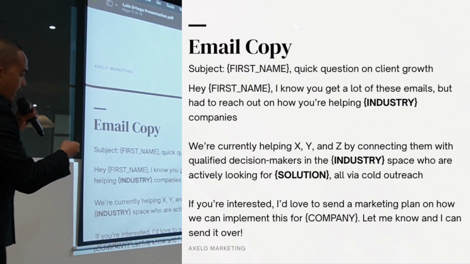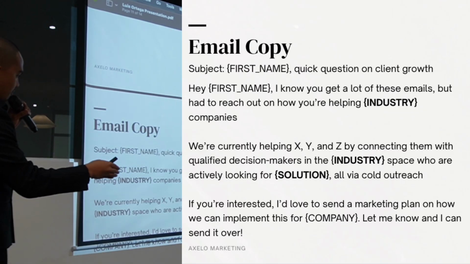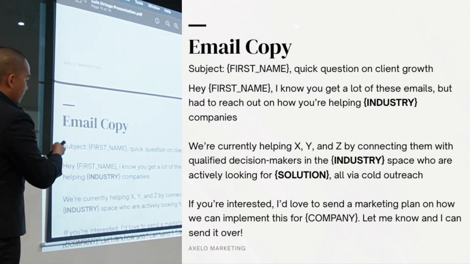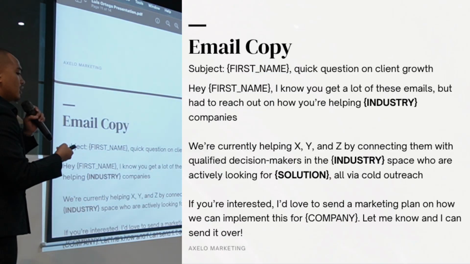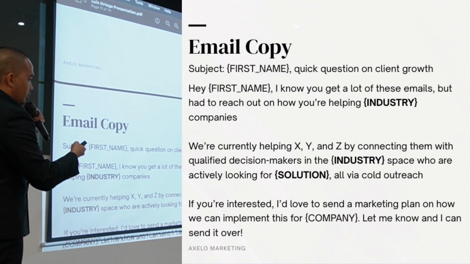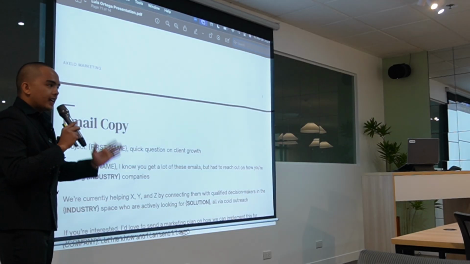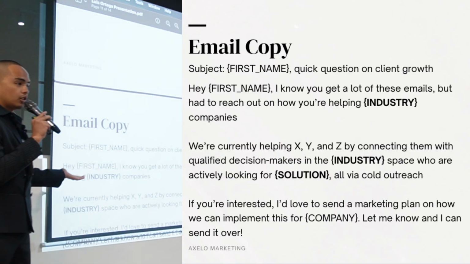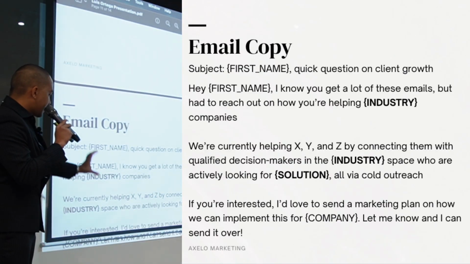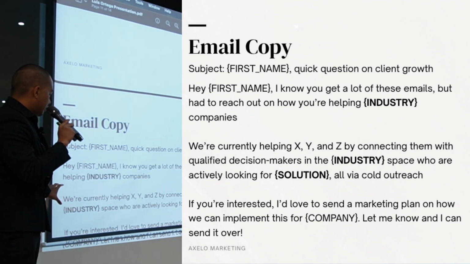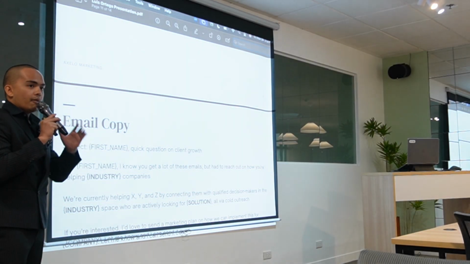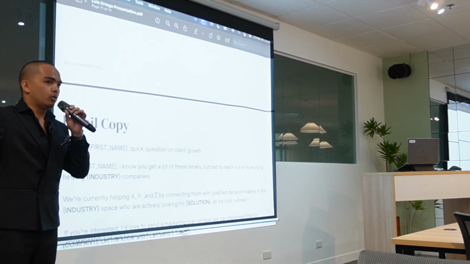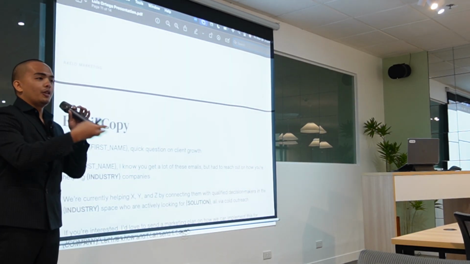We're currently helping X, Y, and Z by connecting them with qualified decision makers in, say for example, they're working in the financial services space, we can mention that, who are actively looking for, let's say you provide SEO solutions, all via cold email outreach. What I have established here is that I did my research and I know the industry that they're targeting. And another thing I established is I will mention other companies similar to them that I have already helped. Meaning, if you are an SEO agency, I will mention X, Y, and Z, who are my current clients. Of course, you can't lie if they're not your client.